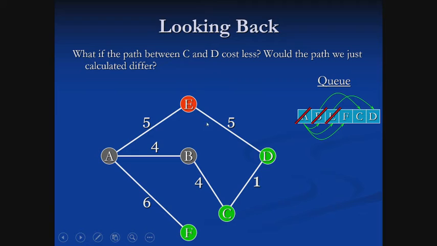We deal with C, and remember now C has D as a child. This time, we found a better path to D. Our old path was 5 plus 5. This one is 4 plus 4 plus 1 for 9. That's a better path to D. So when we find a duplicate, and it's actually a better solution, we're going to swap it. We're going to get rid of the old D and insert the new D. Boop. And now our path will change ever so slightly.